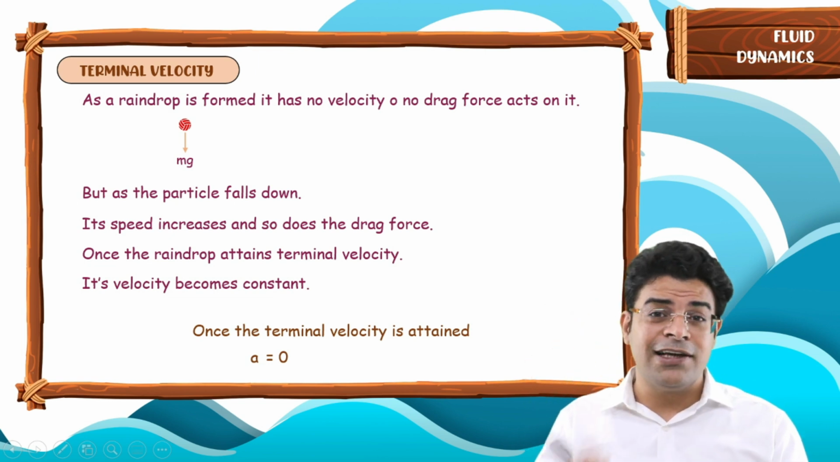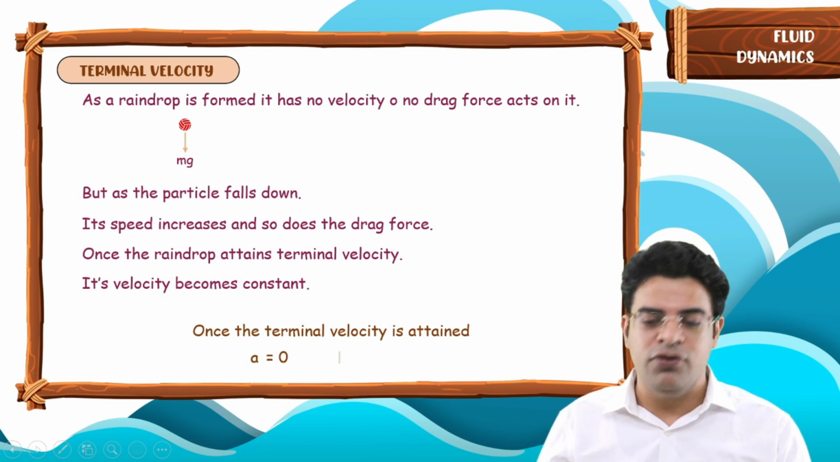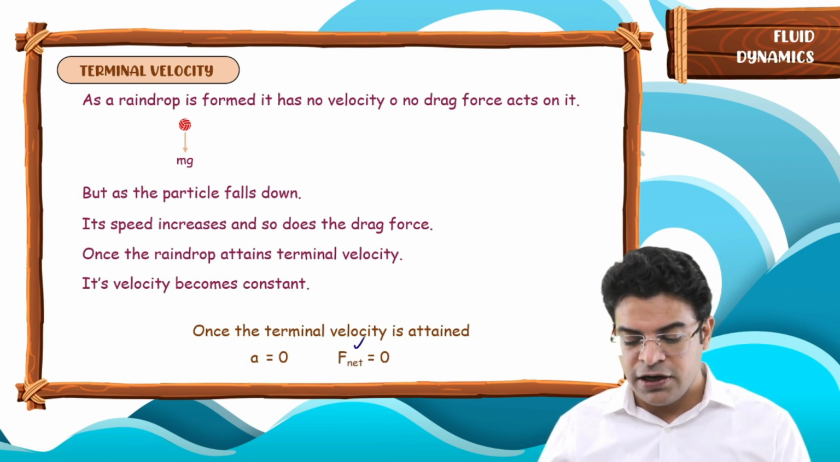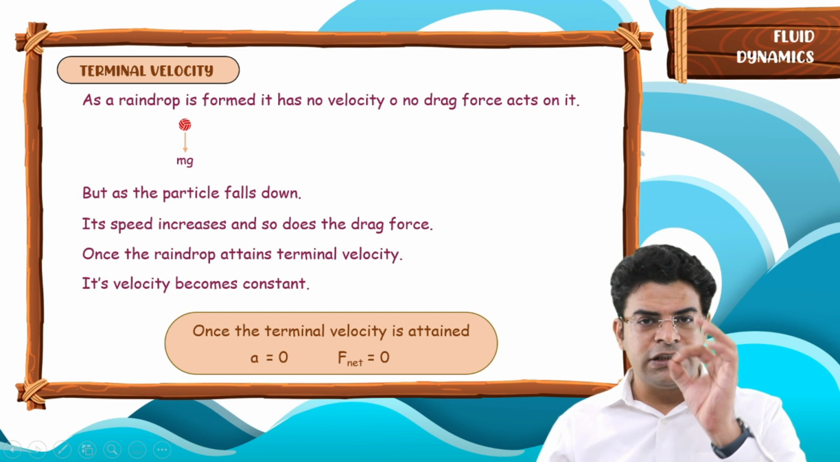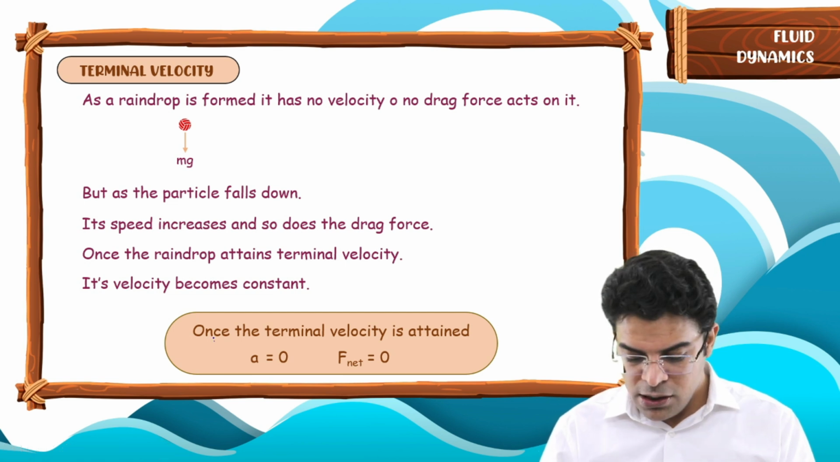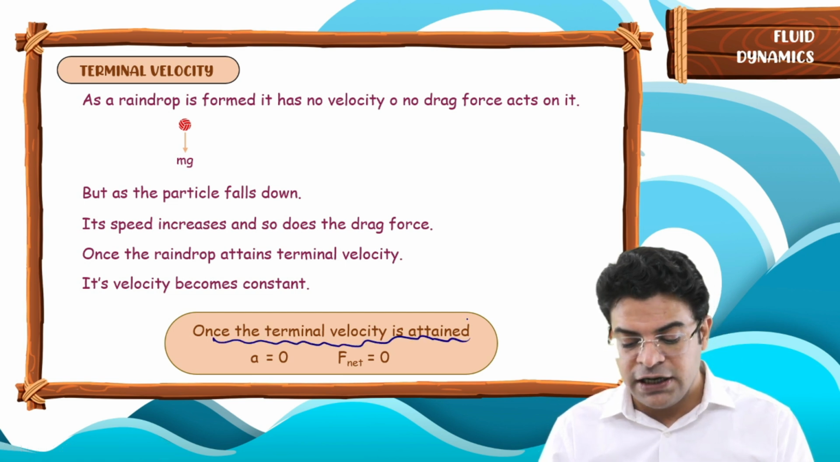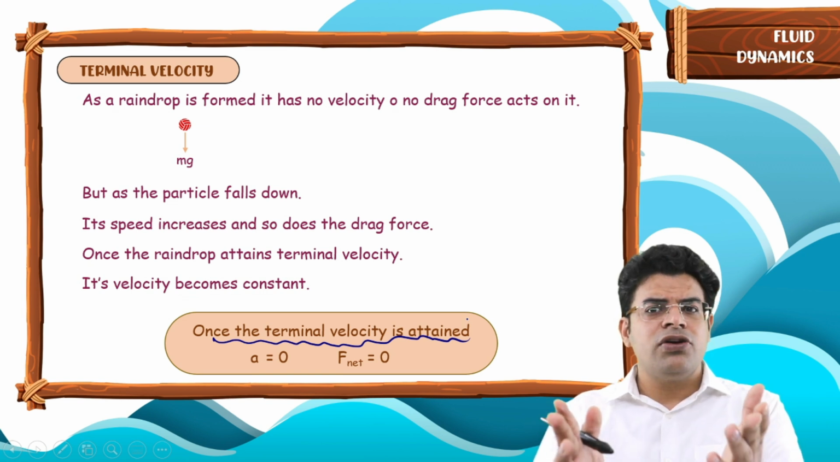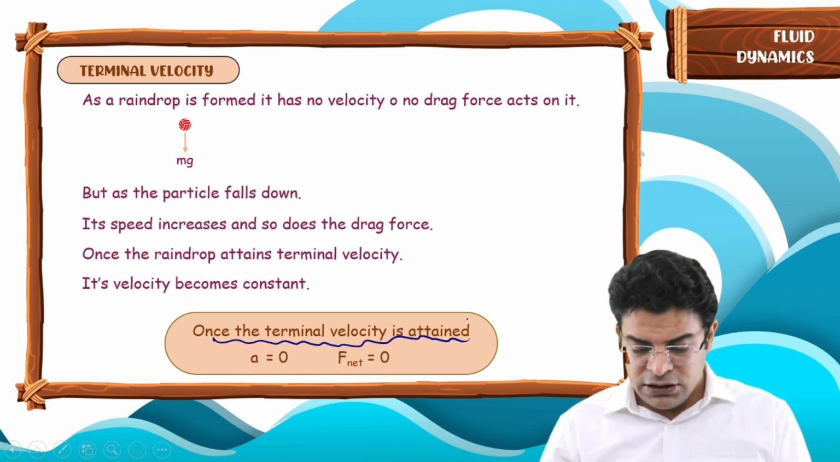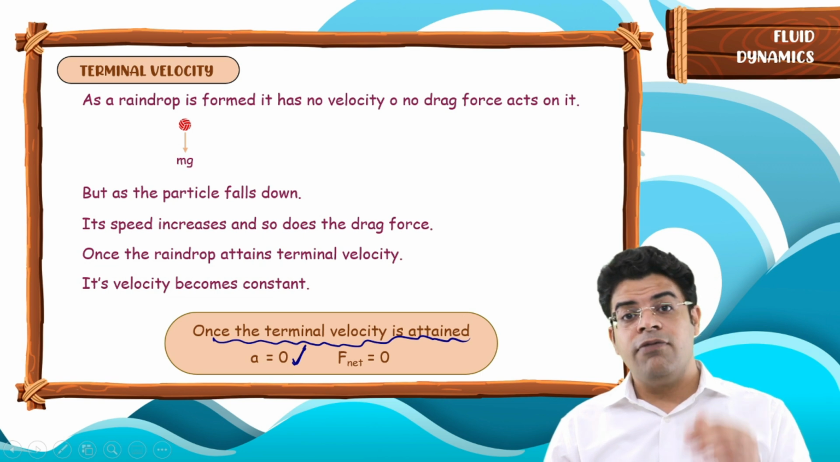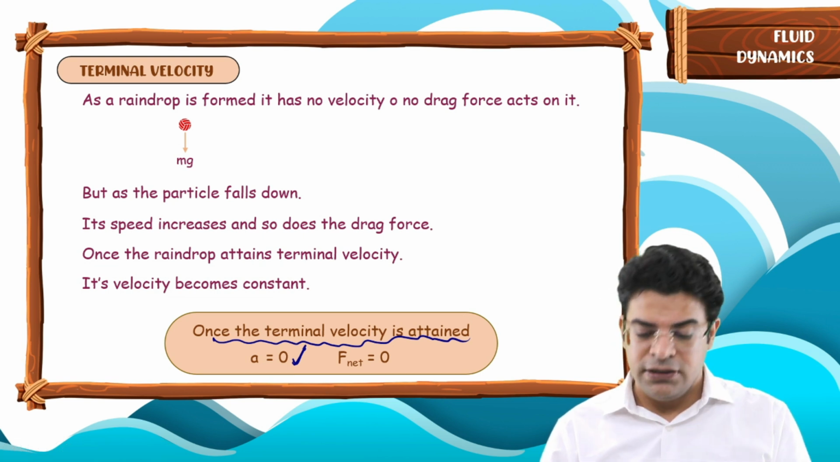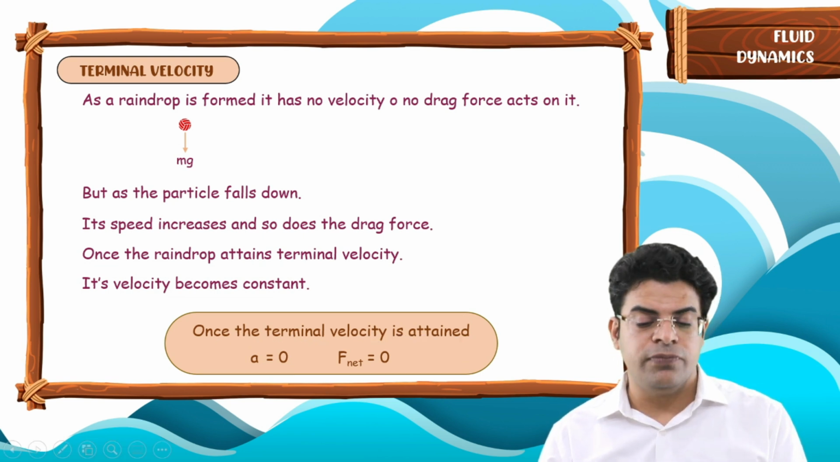So if the acceleration is 0, the net force also has to be 0. So the net force on the raindrop has to be 0. So just remember this line in the box. Once the terminal velocity, the final constant velocity, is attained, the acceleration becomes 0. And when the acceleration becomes 0, you can say that the net force has to be 0.